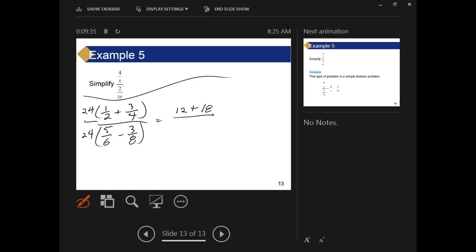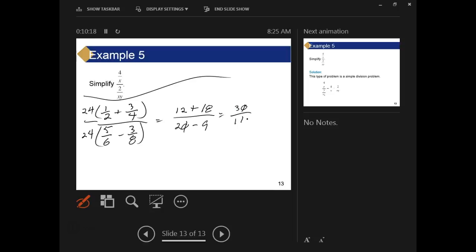Down here, we're going to distribute here too. 24 times 5/6. 6 will go into 24. 4 times 5 is 20. Okay. 8 will go into 24. 3 times 3 is 9. Okay? And what does that leave us with? Numerator? 12 plus 18? 30. Denominator? 11.